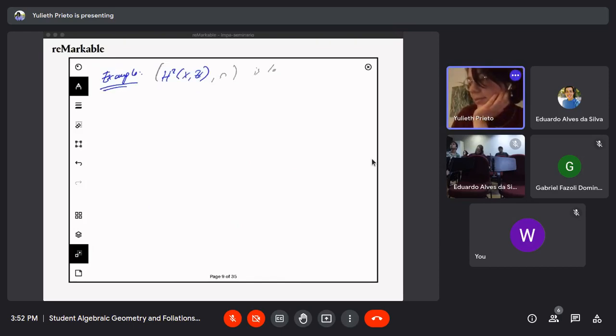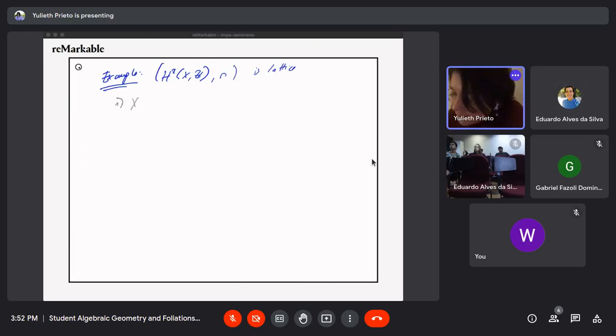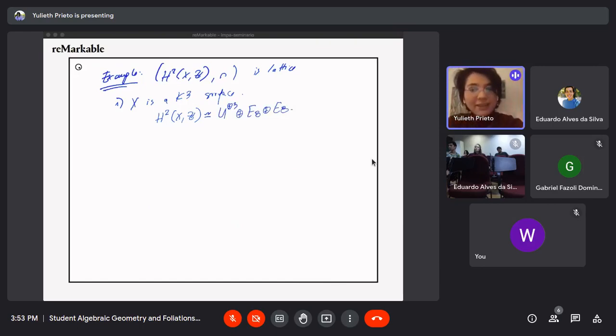Okay, this is a lattice, and moreover, if we have that X is a K3 surface, this lattice is always the same. So for any K3 surface, this is isometric to some abstract lattice, which is given by 3 copies of the hyperbolic plane plus 2 copies of E8.